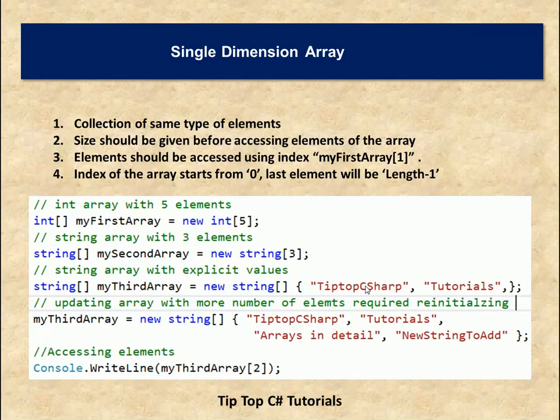Like you can see here, my third array, new string, where we are copying the old values as well, and we are adding new items as well. To access any array element, we need to use an index. If you see the last line, I'm using index 2 to access an element of the array.